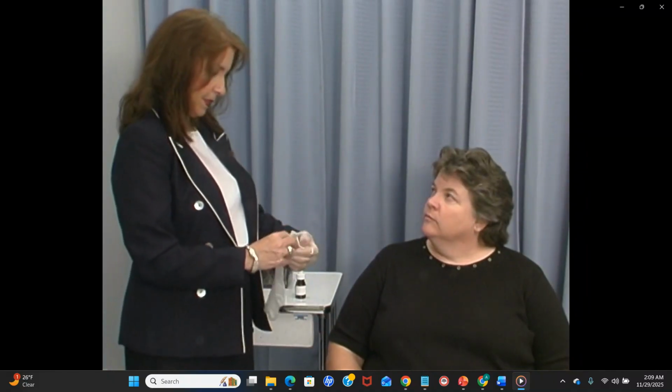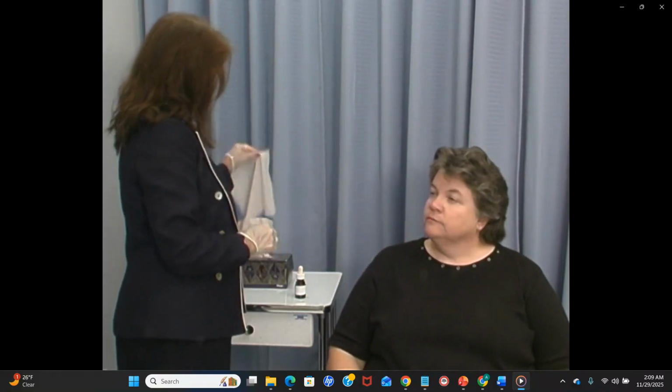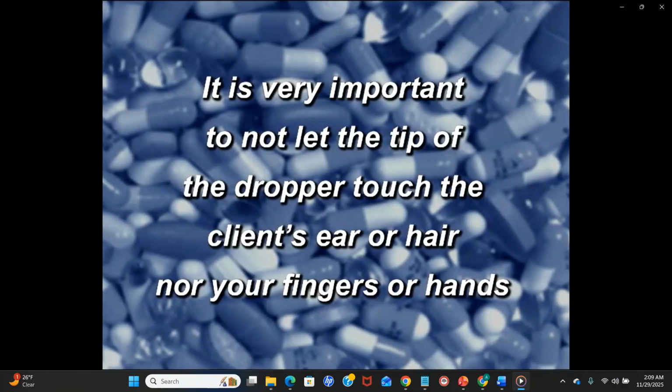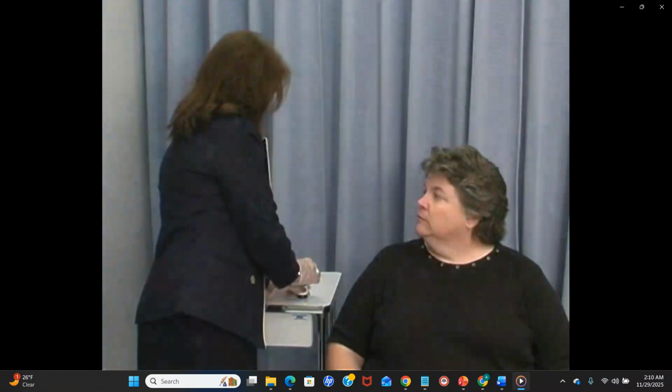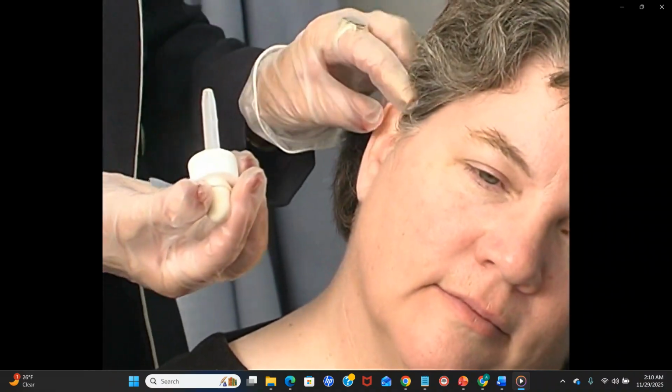Because you may come in contact with ear drainage, always put on clean gloves before administering the medication. To avoid injury and to prevent getting germs on the dropper, it is very important to not let the tip of the dropper touch the client's ear or hair, nor your fingers or hands. Tell the client to gently tilt their head to the non-affected side.